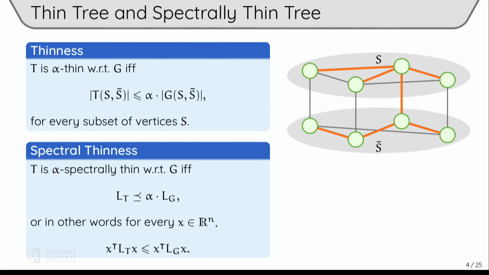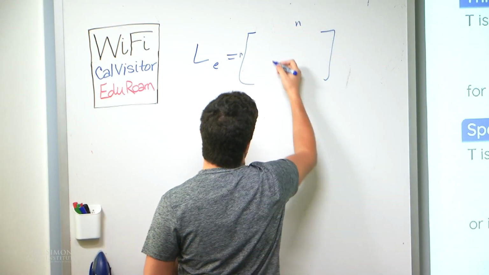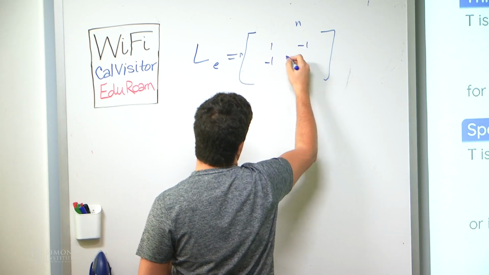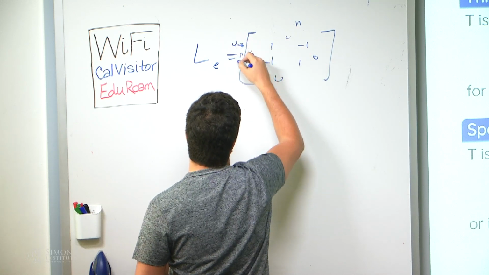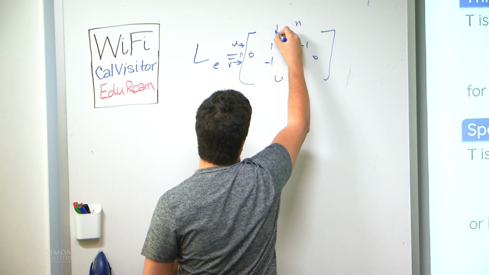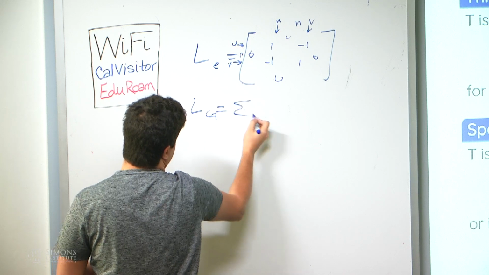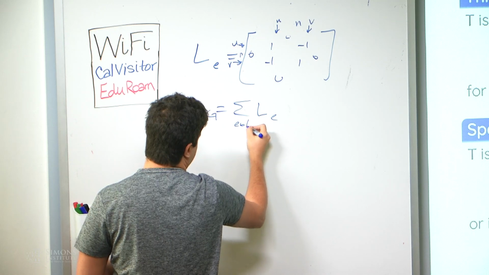And just to make sure that everyone is on the same page, let me tell you what the Laplacians are. If you have an edge in a graph, the Laplacian of the edge is an n by n matrix, which has exactly 4 non-zero entries, and the rest of the matrix is zeros. These are the 2 endpoints of the edge e. And for a graph, the Laplacian is the sum of the Laplacians of the edges for all edges in the graph G.